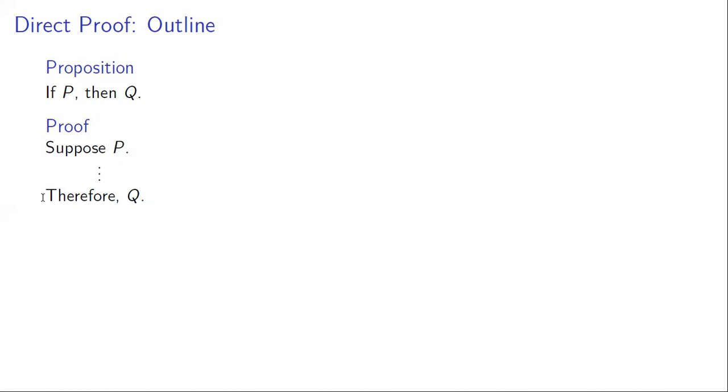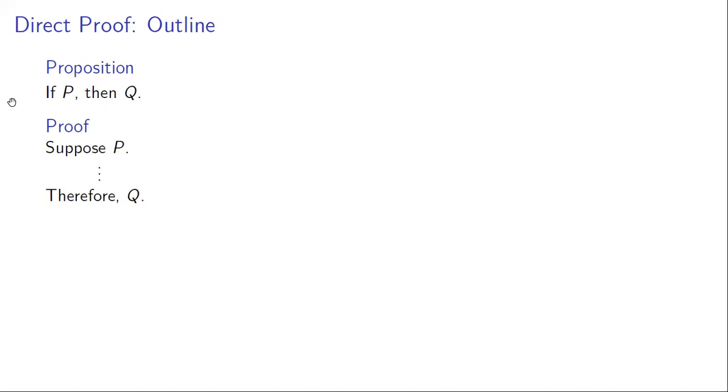And then the bottom line of the proof should be something, therefore Q. Whatever this Q is, therefore that. The idea is we have to show that by supposing P to be true, that leads directly, step by step, to Q being true. By doing this, we have thereby proved that if P then Q.